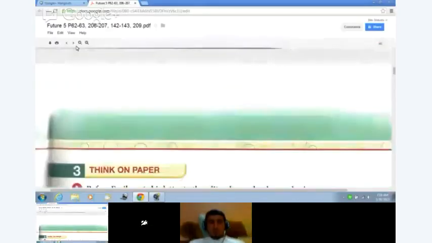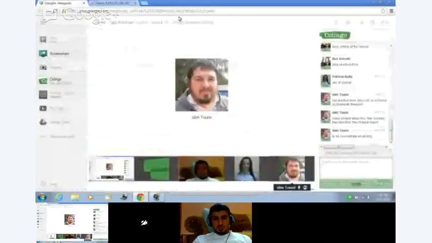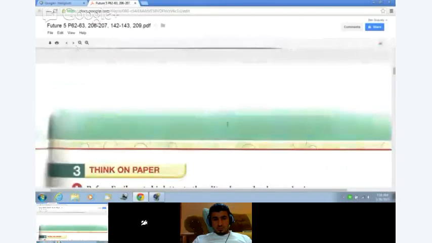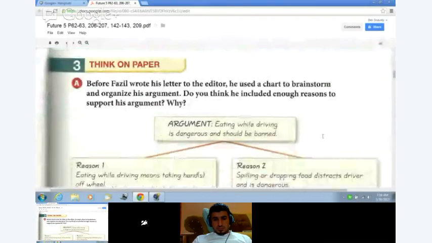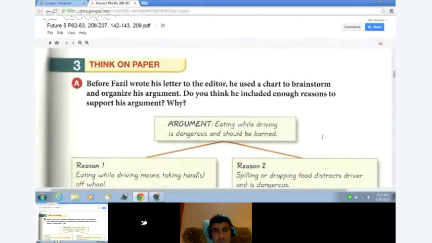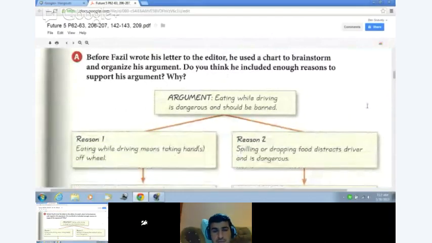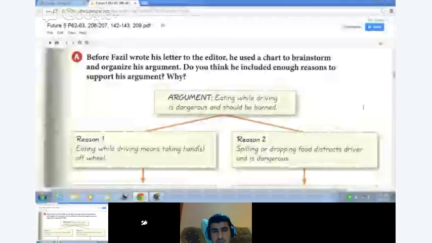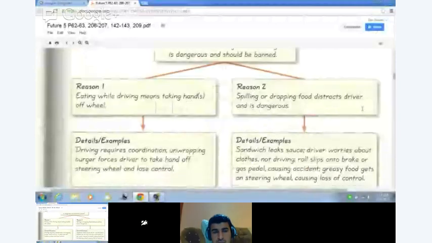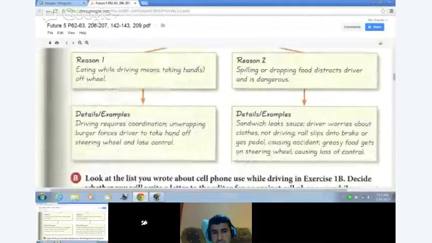Okay, now before he wrote his argument, what he did was he came up with a brainstorm chart. He organized his argument, and you can see it right here. The argument is, eating while driving is dangerous and should be banned. That's his argument, and now he's going to give reasons. Eating while driving means taking hands off the wheel. Spilling or dropping food distracts the driver and is dangerous. And now, after he gives the reason, he gives detailed examples. He says, driving requires coordination. Unwrapping a burger forces a driver to take the hand off the steering wheel and lose control.